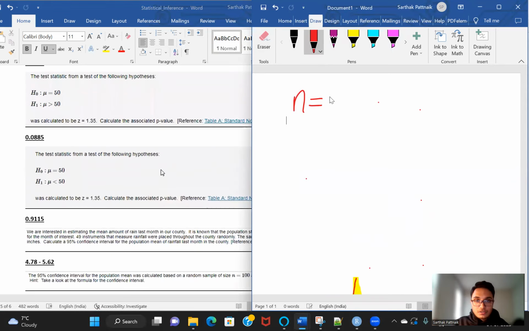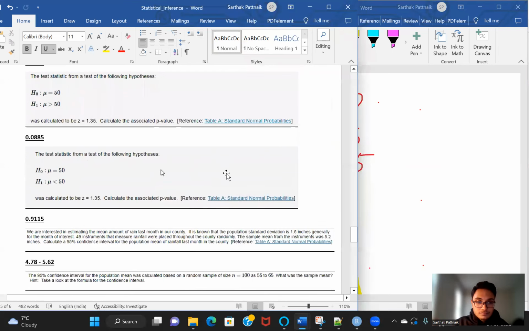You have n is equal to 100. You have lower bound is equal to 55. And you have upper bound is equal to 65. Let's write this. And it's asking me the sample mean.